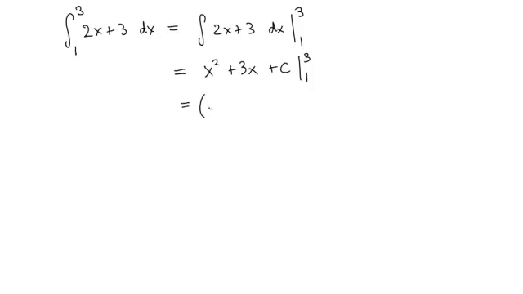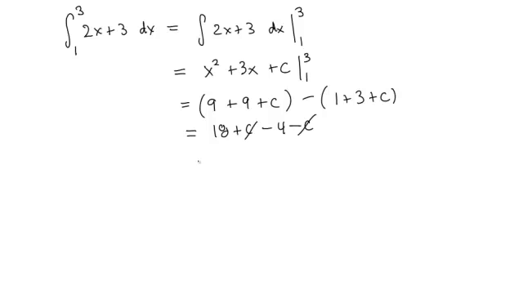So we would plug in the top value, 3 squared is 9, plus 3 times 3 is 9, plus a constant. Take away the bottom value, 1 plus 3, plus a constant, and then simplify this. 18 plus c, take away 4 minus c, would come out to being 14.